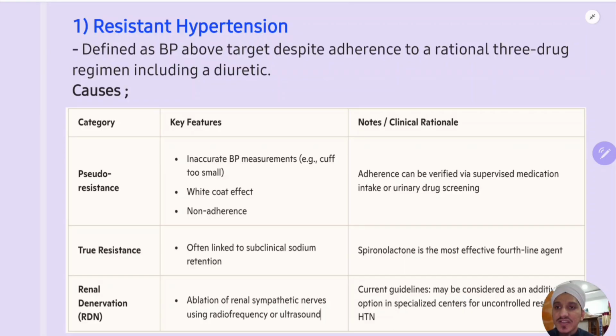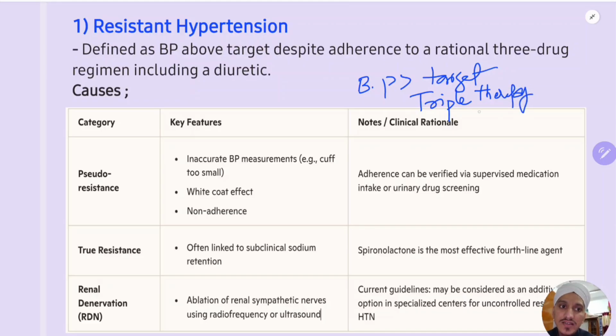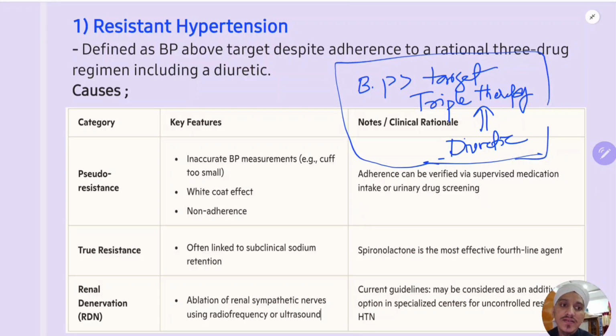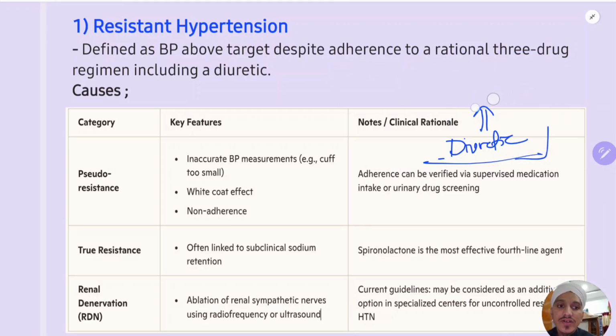So what is resistant hypertension? It is defined as BP above target despite adherence to a rational 3-drug regimen including a diuretic. So BP is above the target on triple therapy. This triple therapy should include a diuretic. So this is nothing but diuretic resistance. Okay. So now what is the significance of this diuretic resistance?